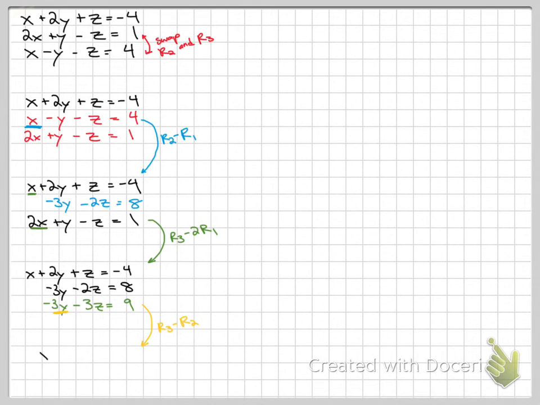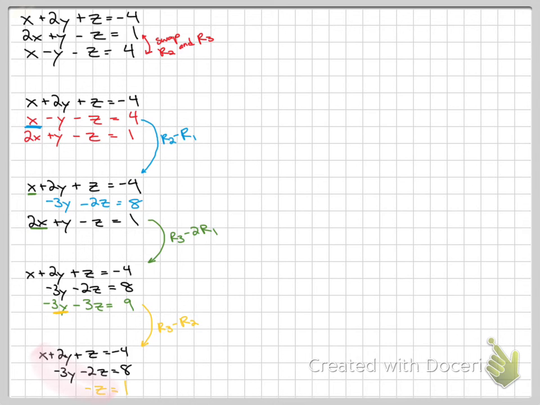Not changing row 1. Not changing row 2. Row 3 minus row 2. Negative 3y minus negative 3y gives me 0y's. Negative 3z, the minus becomes plus z, 2z, is going to give me negative z. 9 minus 8 is going to give me 1. Now we have that stair-step effect that we're looking for, right? This diagonal here is our stair-step. And now we can just start solving for the variables.